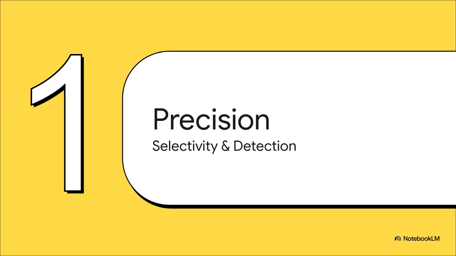All right, let's step straight into Act 1 with precision, selectivity, and detection. In this first phase, we're really just testing the biosensor's raw skills to find its target molecule in a super crowded environment, and to detect it even when it's barely even there.